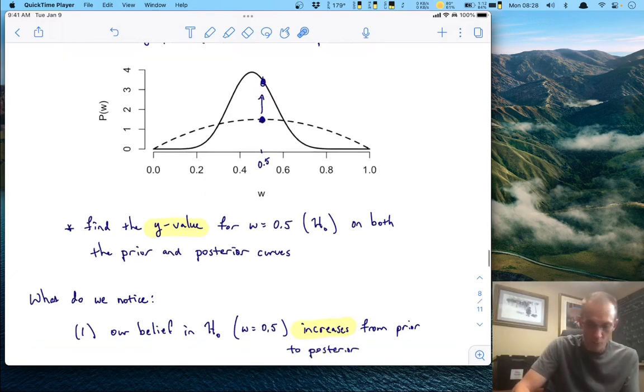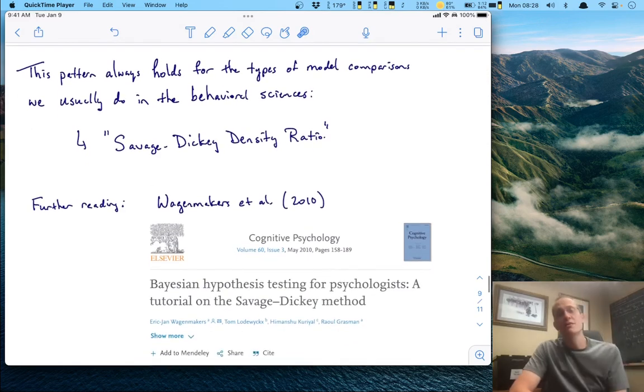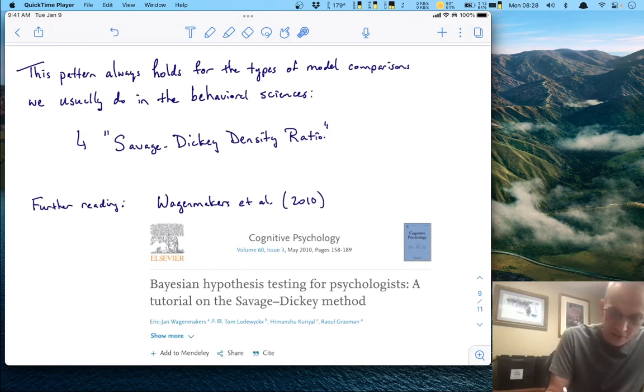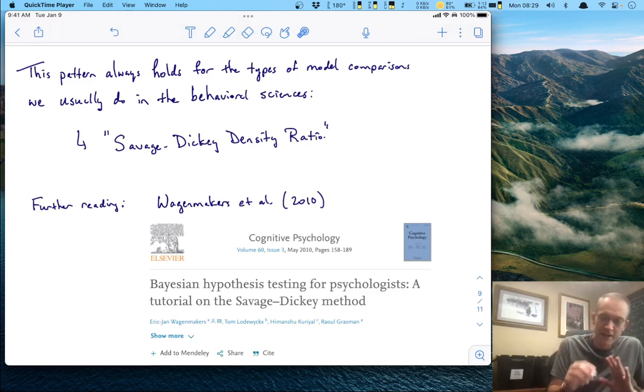So why is this important? Well, first of all, this is a cool fact. It always holds. This pattern always holds for the types of model comparisons that we will usually be doing in the behavioral sciences. Now, you have to be very careful with that word always, because for some model comparisons it doesn't work. It works under what are called nested model comparisons or point null model comparisons. And so you have to be real careful. But in general, for the types of stuff that we'll do in here, we'll be able to use this representation.